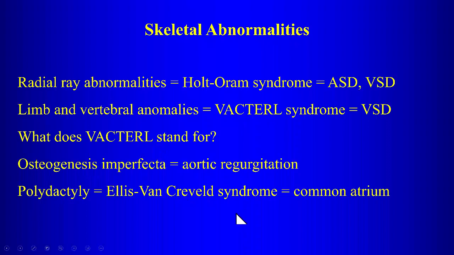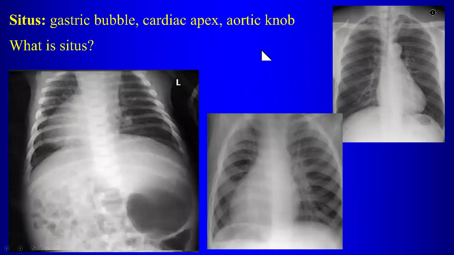Osteogenesis imperfecta can be associated with aortic regurgitation and polydactyly. Ellis-van Creveld syndrome associated with common atria. Now, what about situs? Usually situs problems are kind of obvious when you look at the x-ray, that there's something terribly wrong that we have to figure out.